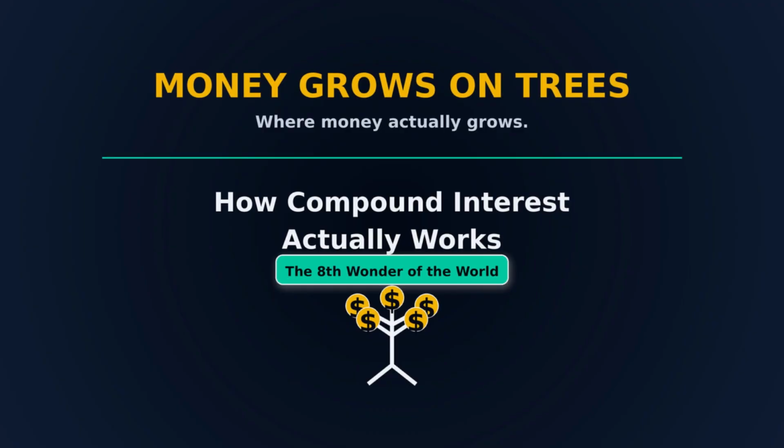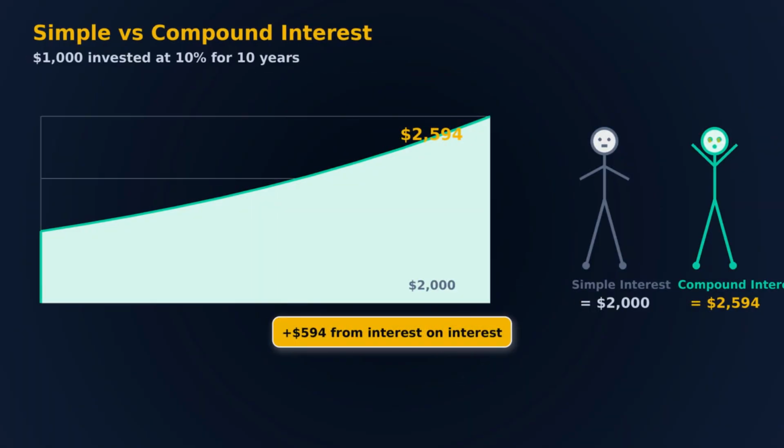Today, we're breaking down compound interest, the mechanism that turns small, consistent savings into life-changing wealth. We'll visualize exactly how it works, show you real numbers, and explain why starting early matters more than starting big. To understand compound interest, first, let's understand simple interest.